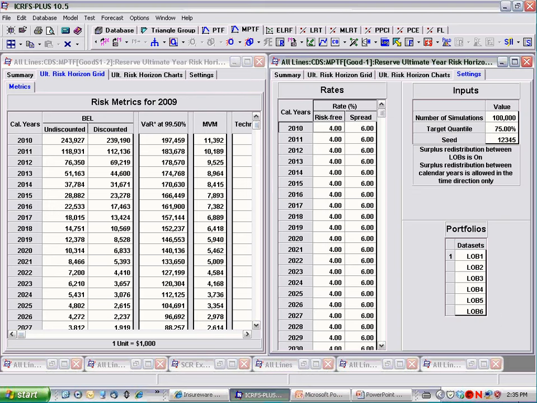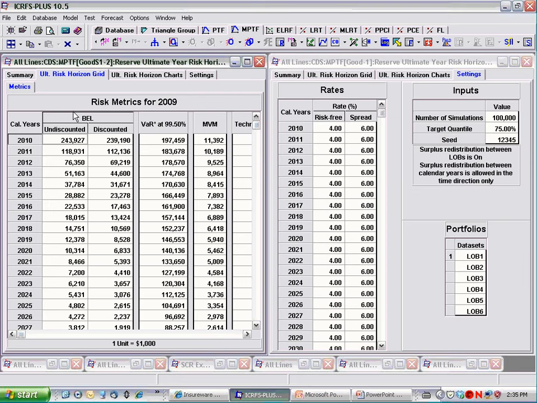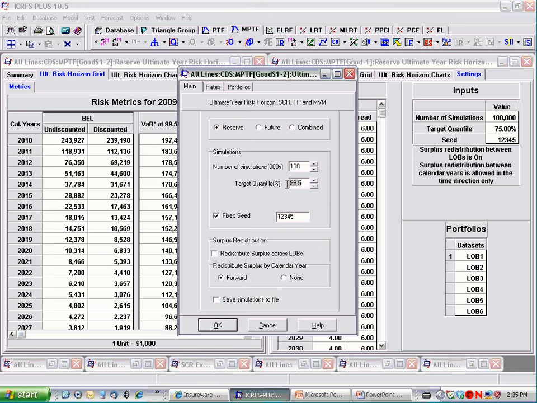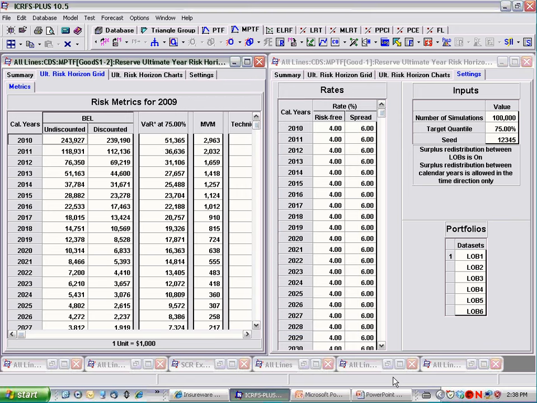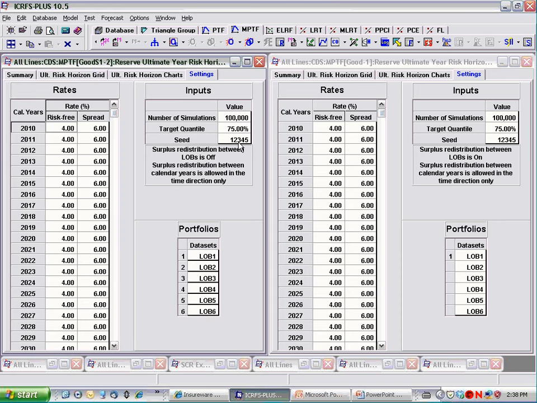Okay, so it's done. Let's just check the settings. So at 75th, now we'll do the other one at 75th percentile. Change that to 75%. And we don't distribute surplus across LOBs. Okay. So let's compare the statistics. Okay, let's just check the settings again. 75th percentile, no fungibility, full fungibility, summary.